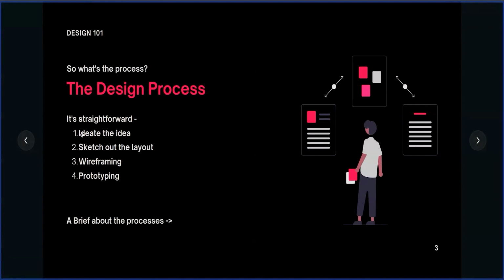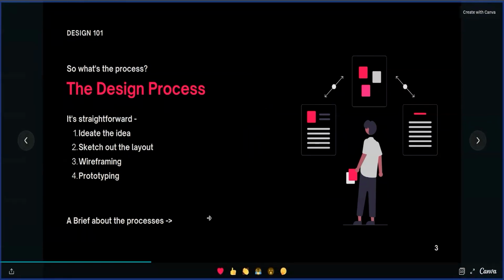So I'm making 4 points here. These 4 points are: ideate the idea. Second one is sketch it out. Third one would be wireframing. Fourth one would be prototyping. So there are four things you will have to do to design a prototype, right? That's what it does. Prototyping is the last stage of it, and ideating is the first stage of it. So that's what I follow, right?